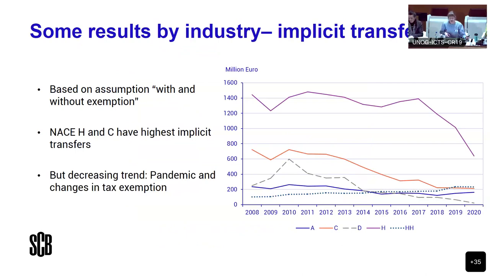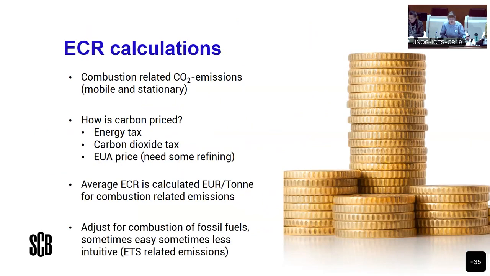We can also break this down by industry, and here is a result based on the assumption with and without exemptions, but I think I'll skip that slide and move on to the ECR calculations instead. So we have also calculated these average effective carbon rates, so euro per ton for combustion-related emissions. And again, how is carbon priced? We have the energy tax, we have the carbon dioxide tax, and we have the electricity tax, but the electricity tax, we know it contributes very little. And then we have the trading scheme in the EU.